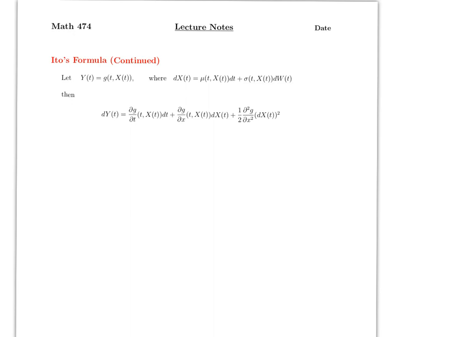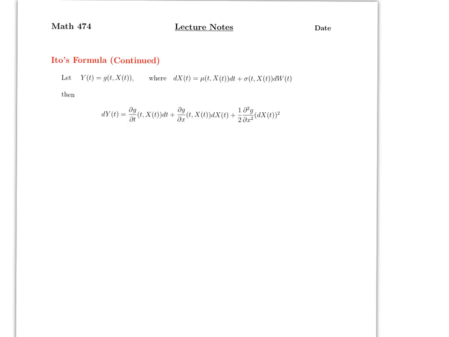Hello everyone. In this video, we're gonna cover section 8.2. Actually, just continue with section 8.2 because it's very important you understand how Ito's formula works. Now, we did a few examples last time, so we're gonna do a couple more until this is clear.